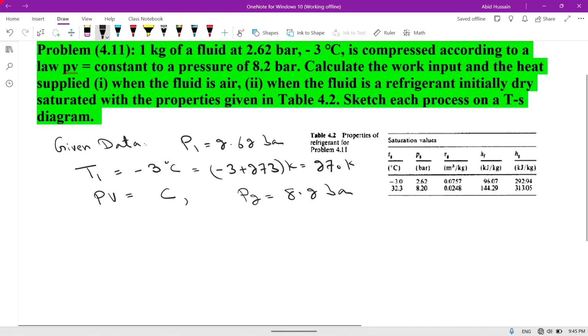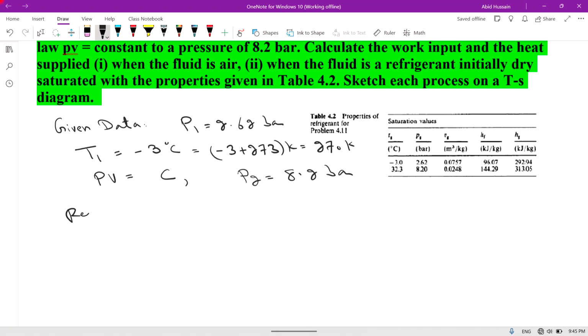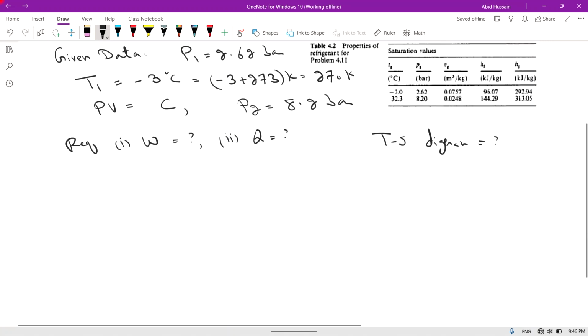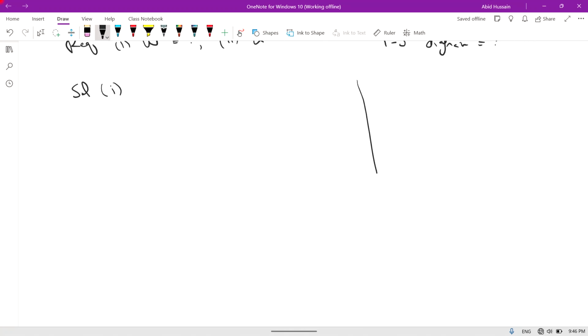Calculate the work input required, W, and Q. Number 1 and for 2, find Q and sketch the process on a TS diagram. So first we solve part number 1. First we sketch the TS diagram.